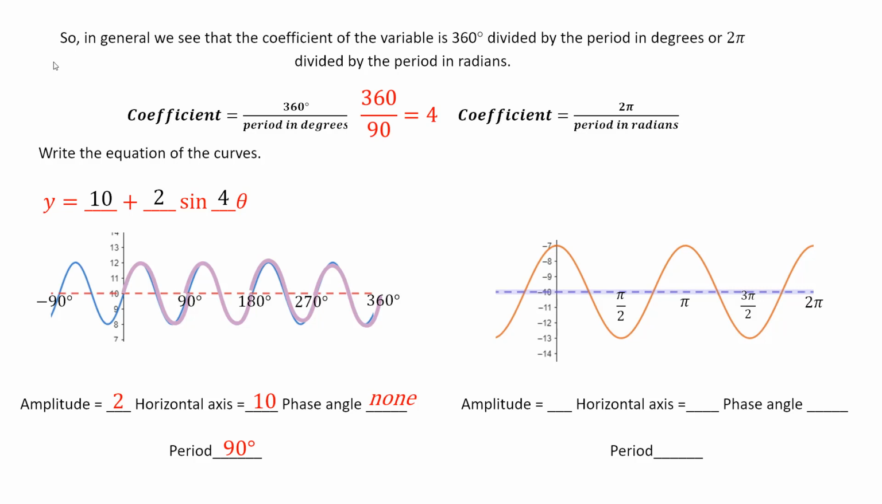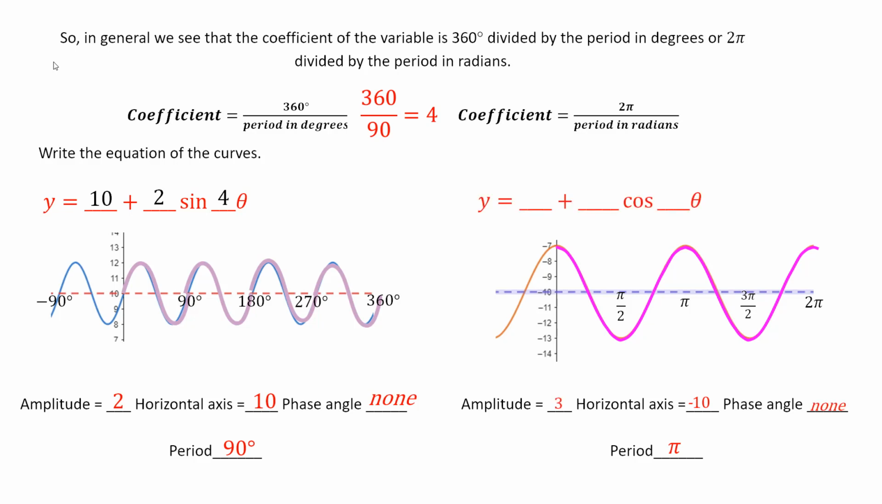Then for this cosine function on the right, you can see that what it does is it starts at the top, goes all the way down, and then back up again. And that's what it does over and over again. On the x-axis, it did one full cycle by the time we get to pi. So that is the period. The period of this cosine function is pi. And so our horizontal axis is -10, and our amplitude is 3, and there is no phase angle again.